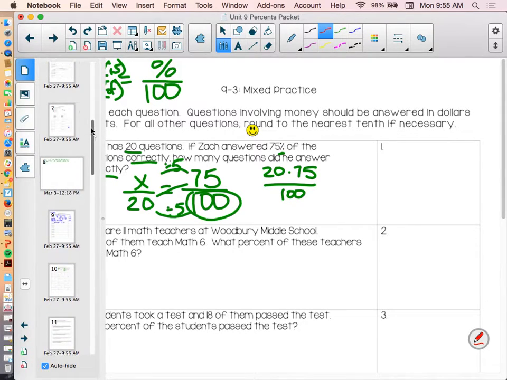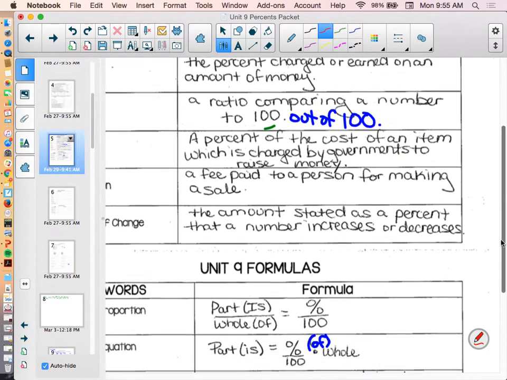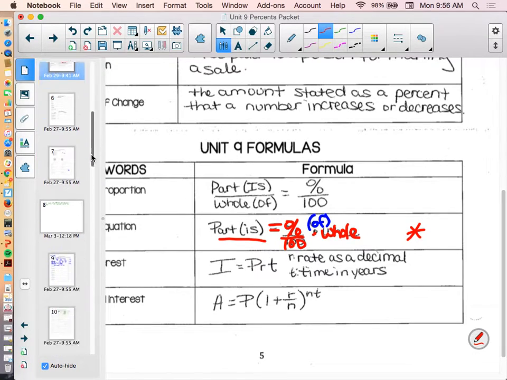Okay, so scrolling up. If we look here, we'll see the other equation is right here. Part is equal to the percent out of 100 times the whole. It's a percent of the whole, and of means multiply. Out of means divide. So you're taking a percent of a whole. If you have the percent and the whole, this equation makes sense. If you don't, it might not be the best option.